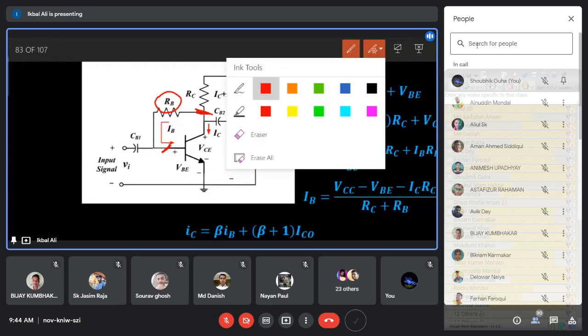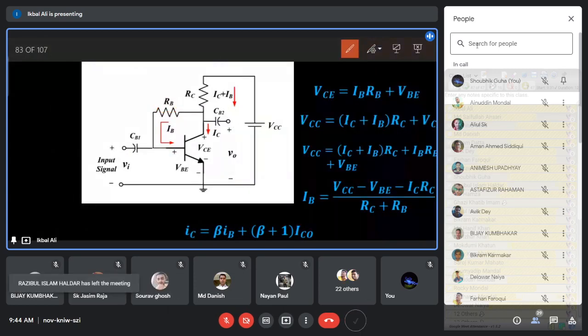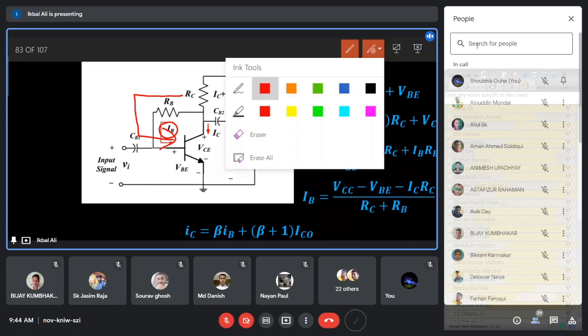Instead of connecting the RB resistance to supply the base current from VCC to the base, the RB resistance in this case is connected between the collector point of the transistor and the base. You can see that this is the base current which is flowing from the collector point, and this base current is flowing through the RB resistance. So this is the slight modification of the previous biasing circuit.